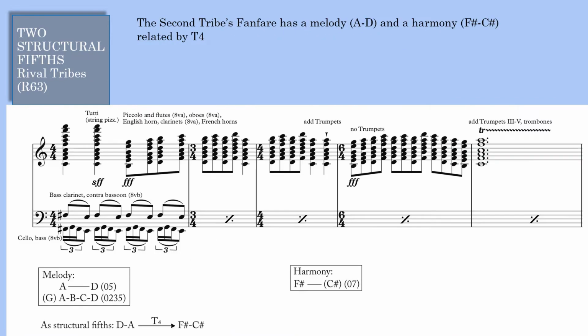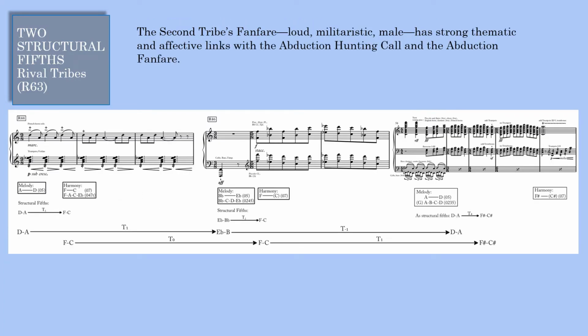The second tribe's fanfare has a melody on A, D and a harmony on F sharp, C sharp, related by T4. The second tribe's fanfare, loud, militaristic, male, has strong thematic and affective links with the abduction hunting call and the abduction fanfare.